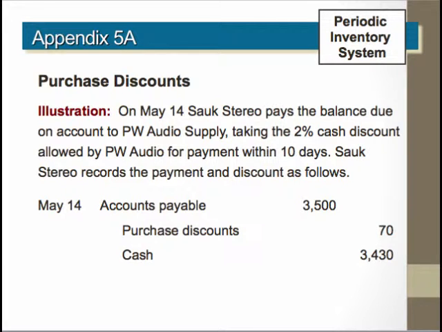Purchase discounts for paying the invoice early would also not reduce the inventory account until the end of the period. Instead, we would show a purchase discount of $70, which would be a contra to the purchases account. We would no longer owe the $3,500 in accounts payable. We would pay out the cash of $3,430, but would recognize the contra account purchase discounts for $70.